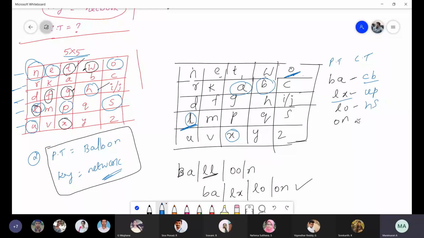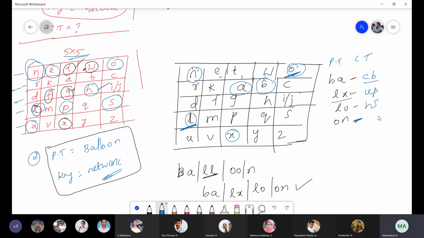Likewise ON. O is here. N is here. Where is N? N is here. So both are in the same row. So now tell me what is the value? O and N.